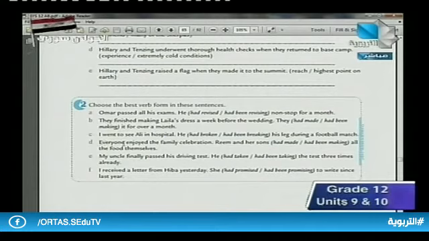So, D, please. Everyone enjoyed the family celebration. Reem and her sons had made all the food themselves. First of all, the action is the important one. We don't need the duration of time. And second, I need to mention something about all. Some students know that we use all with the continuous, but not always. Not all day, but all the food. So this is not about time.